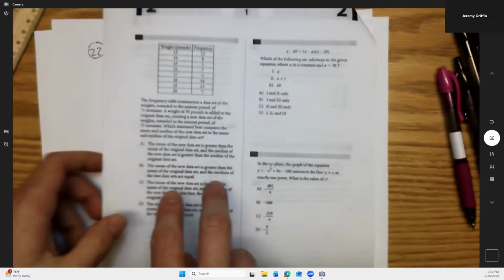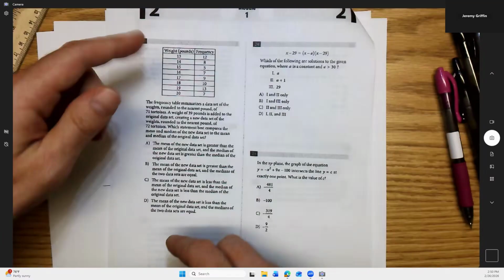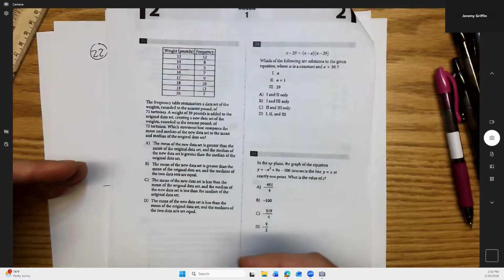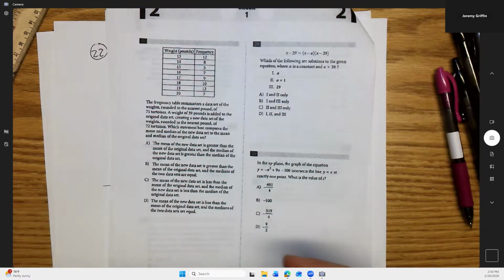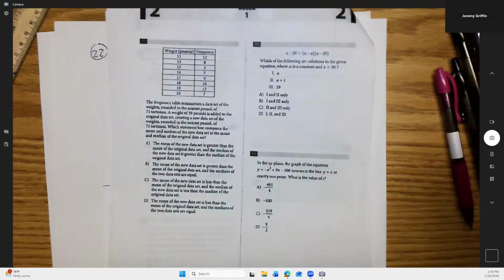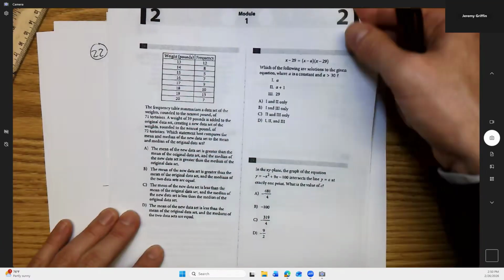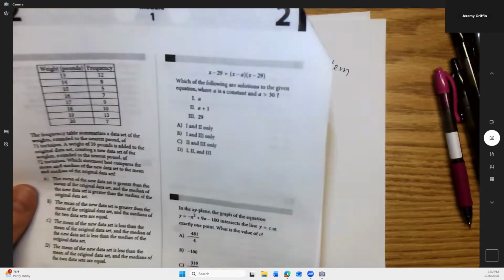So again, to recap, for the mean, you add up all the values and divide by the number in the set. The median is the middle value. And if you have a bunch of turtles that all weigh the same, then in this case the median didn't even change. Okay, number 24.